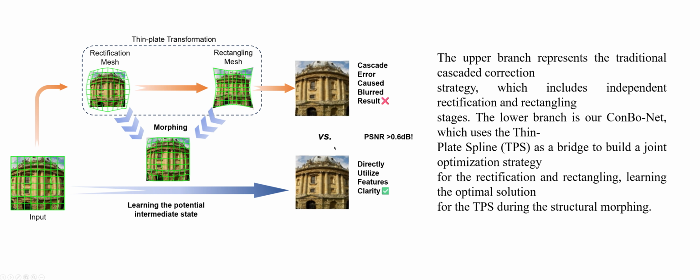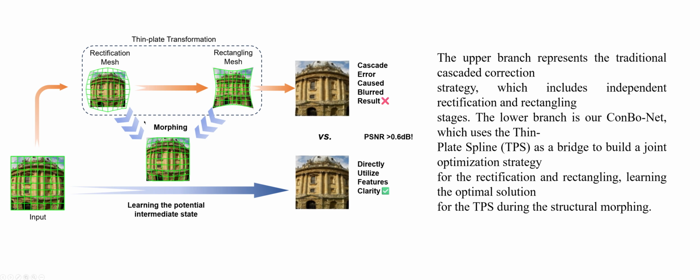Let's start with the core challenge of wide-angle lens distortion correction. Traditional methods adopt a two-stage pipeline. First, it corrects the distortion, then it rectifies boundaries, just like the upper branch. However, independent optimization leads to error accumulation and misalignment, ultimately degrading image quality.